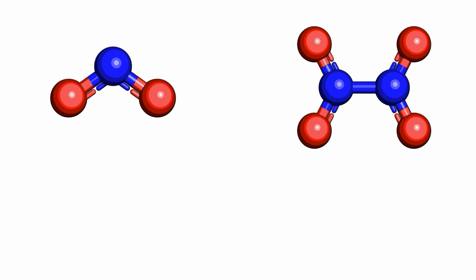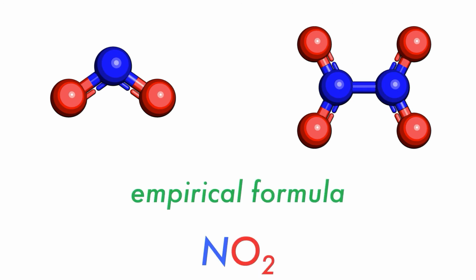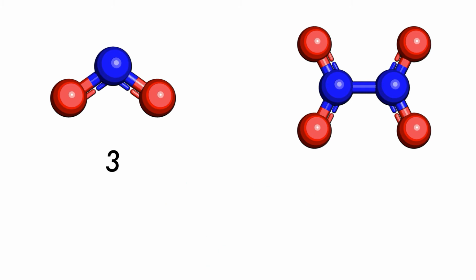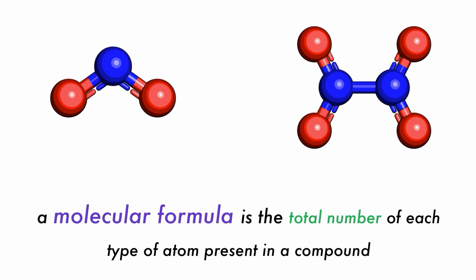Returning to our first example, nitrogen dioxide and dinitrogen tetraoxide, they had the same empirical formula, but you may have noticed that they have different numbers of atoms. Nitrogen dioxide has 3, while dinitrogen tetraoxide has 6. This is because they have different molecular formulas. The molecular formula is the regular formula that we are often most familiar with.